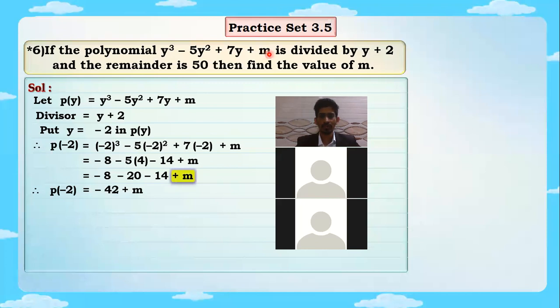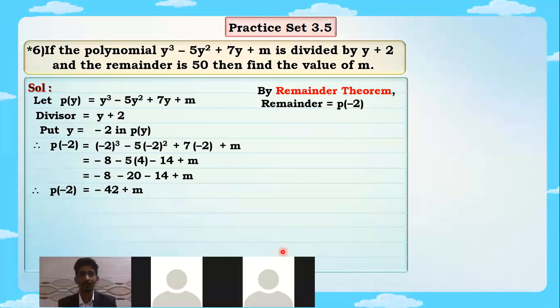But is the answer over here? No, we are supposed to find the value of m. And for that, there is one hint given in the question. The remainder's answer has been given directly. What is the remainder? 50. So here we can say by the remainder theorem, the answer for p of -2 has been given, that is 50.